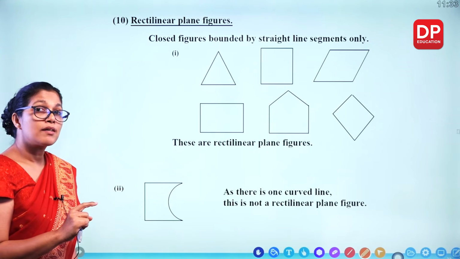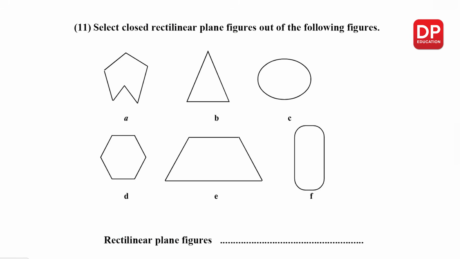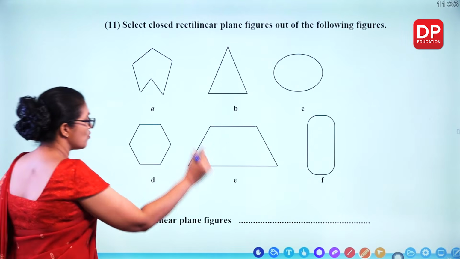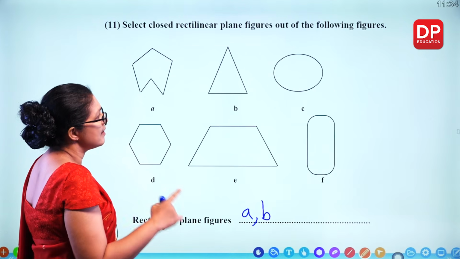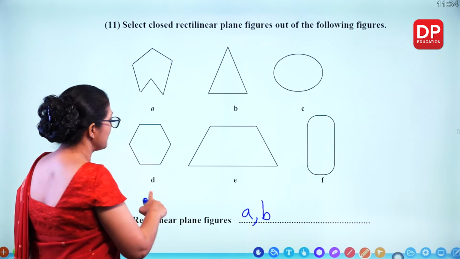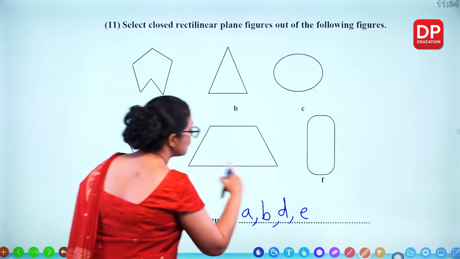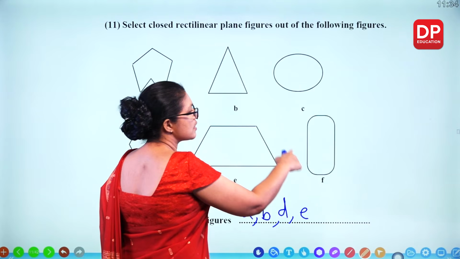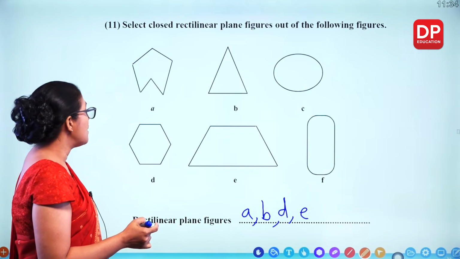So in this lesson we are talking about rectilinear plane figures. Select closed rectilinear plane figures out of the following figures. All are straight lines, so that's a rectilinear plane figure. B is also a rectilinear plane figure, but in C, a curved line segment is there. D again is a rectilinear plane figure. E is also bounded by straight lines, but F is not. That's a curved one. So A, B, D, E are rectilinear plane figures.